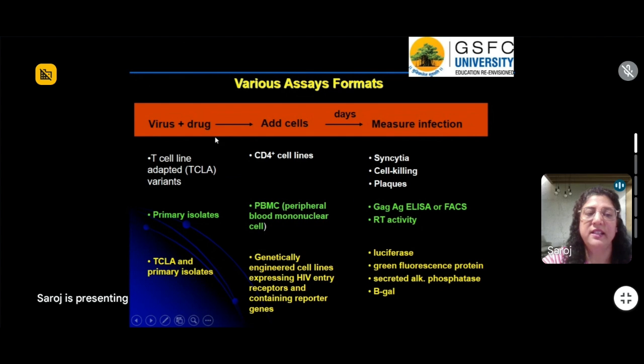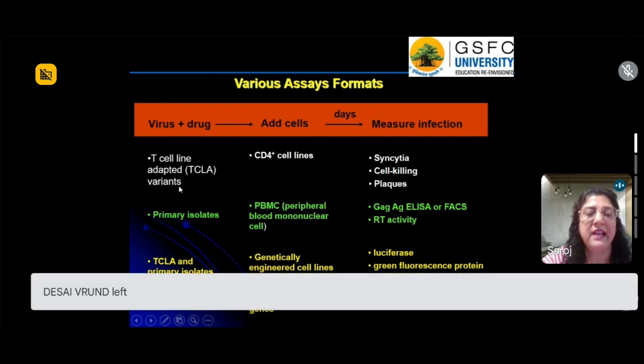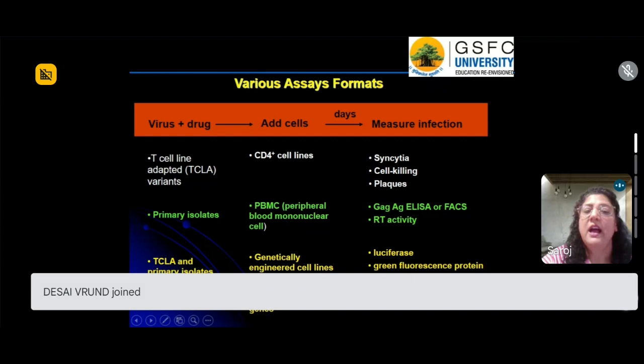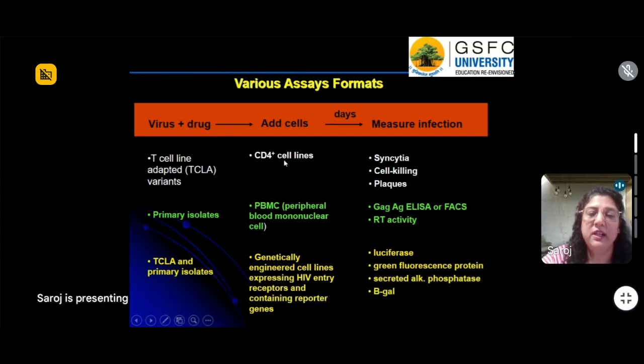I'll very briefly discuss this system, that you have the cell lines, you have T cell lines, you also have the primary isolate, which is like the most infectious virus, unmutated virus, and you can also use this in combination, that you have T cell line, which would be inoculated with the primary isolate. Based on which cells you are going to infect, it can be the CD4 cell line, it can be the peripheral blood mononuclear cells, or you can also have the engineered cell lines.